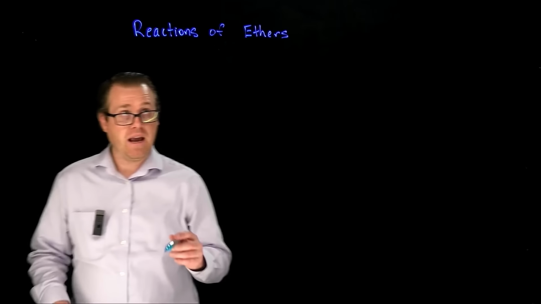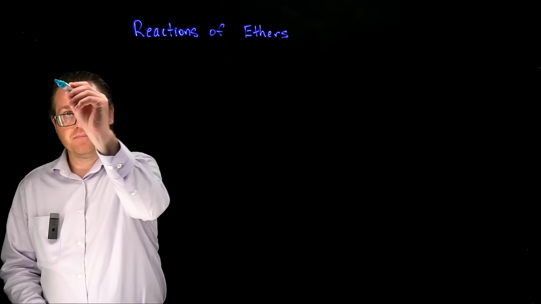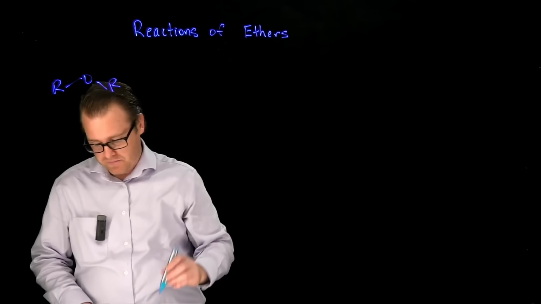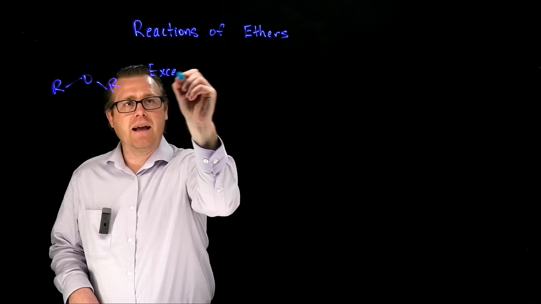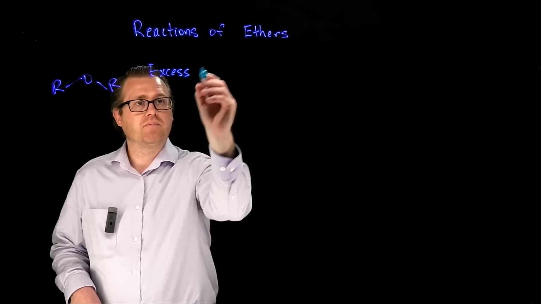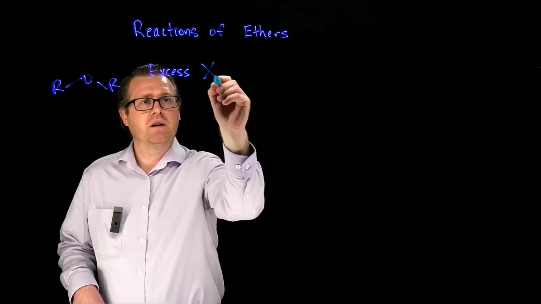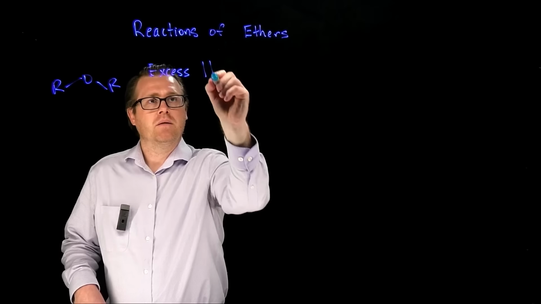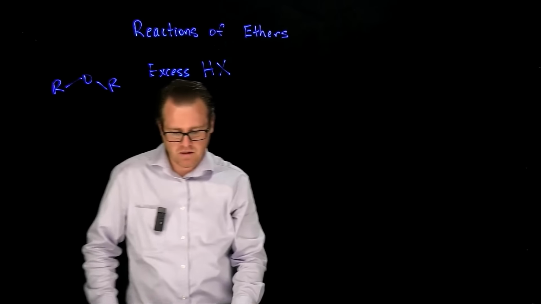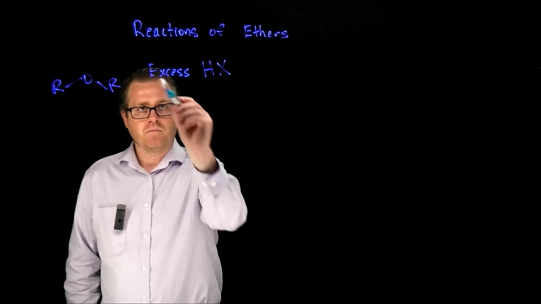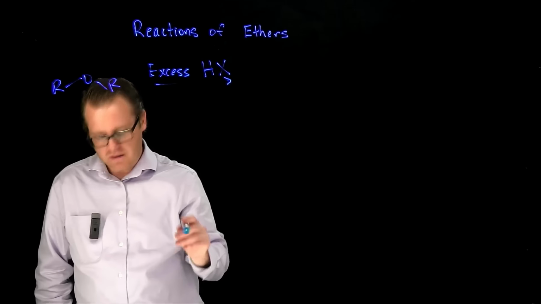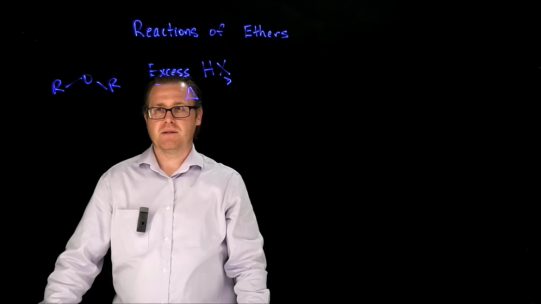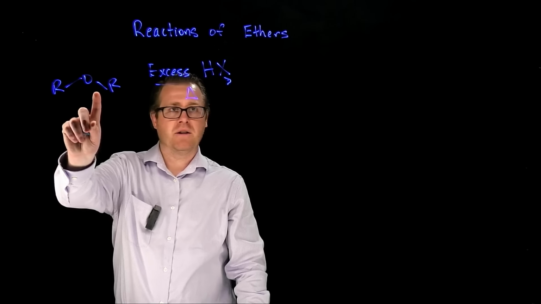And that is when you take an ether and you treat it with some acid. And typically, excess amount of acid, you want a lot of it. And the type of acids that we're going to use is HX, like so. And we have to add some heat. So we've got to force this, because remember, ethers are relatively inert.